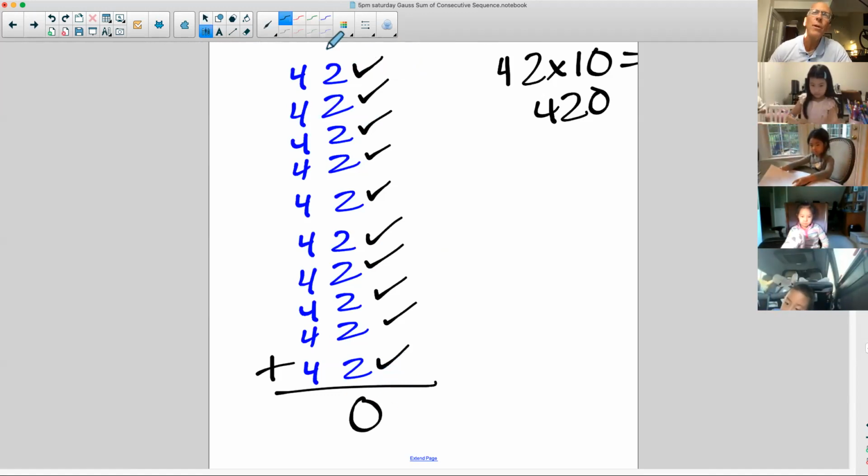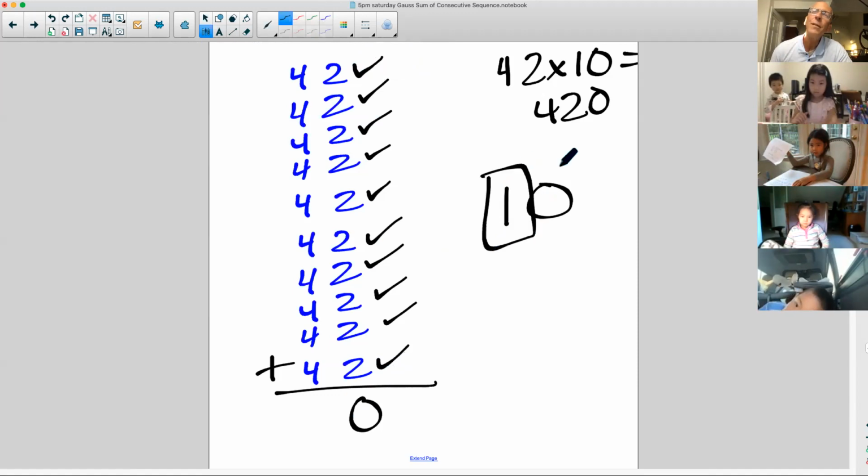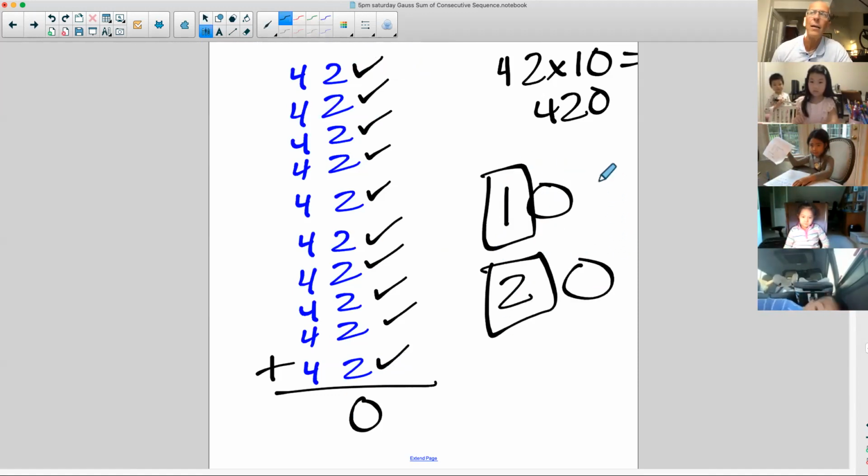And what do we carry in the tens column? 1. No, that would be if we got 10, but we did not get 10. We got 20. So come on, guys, what do we put in the tens column?